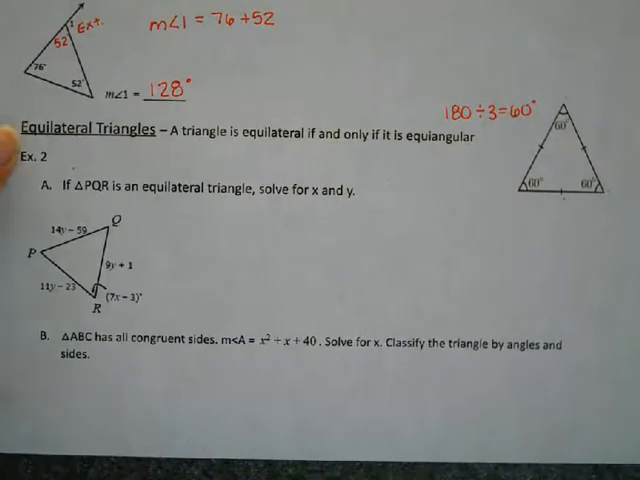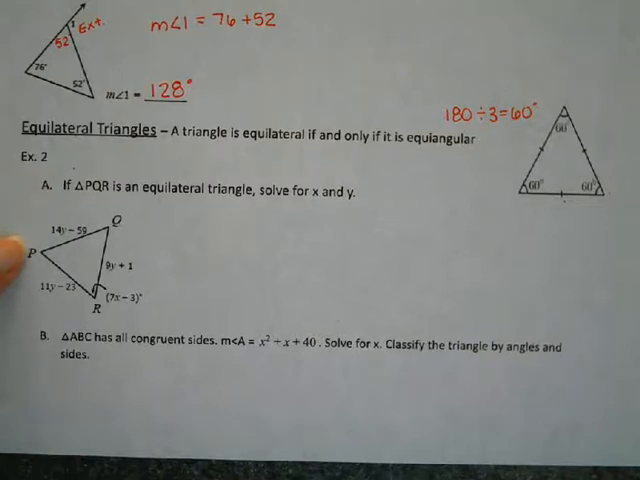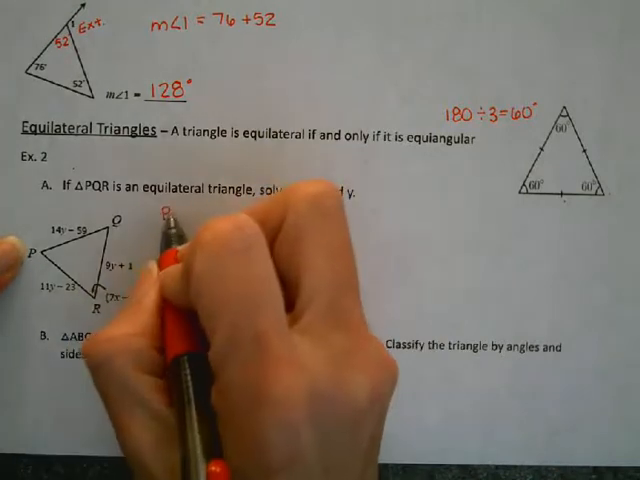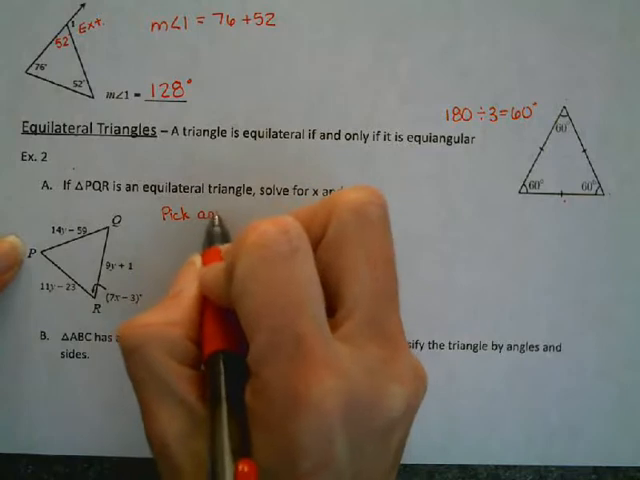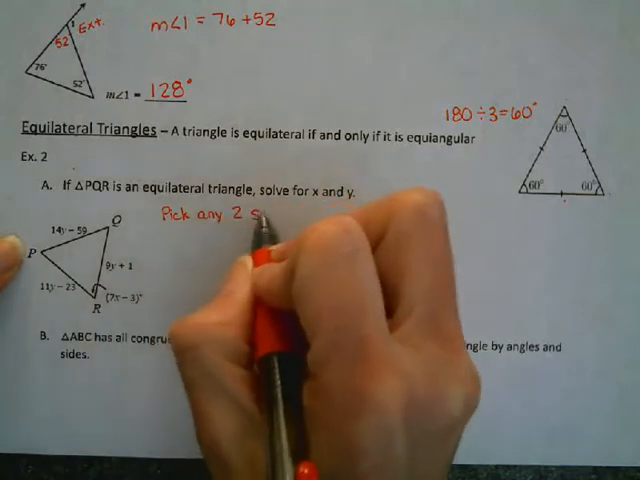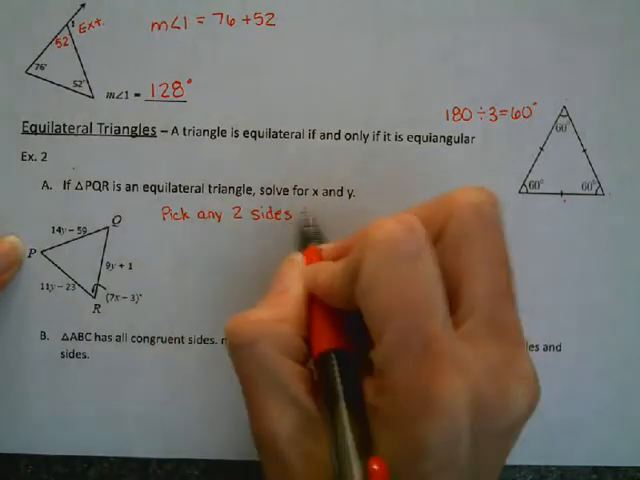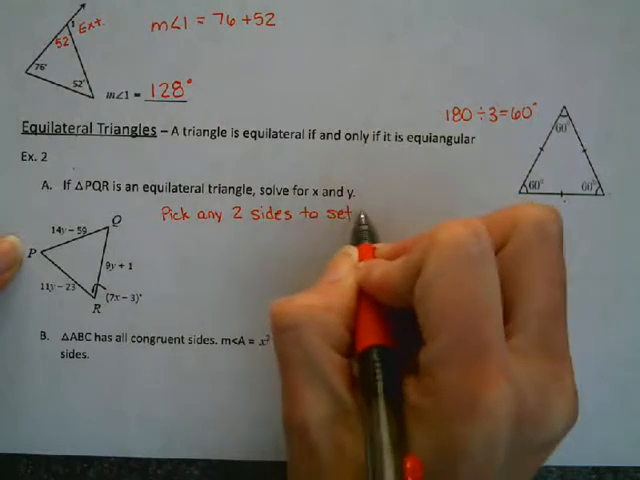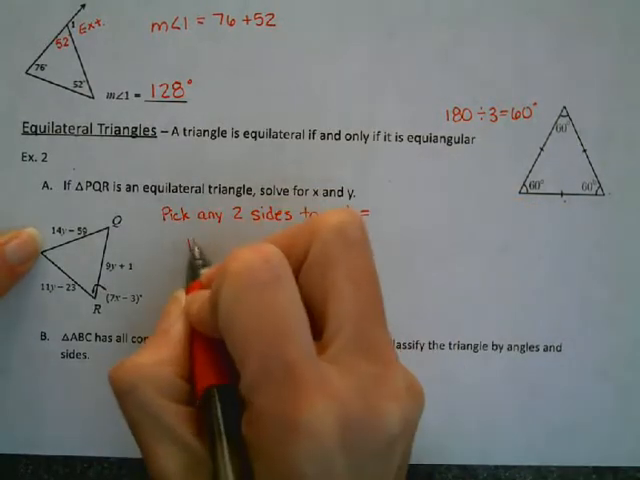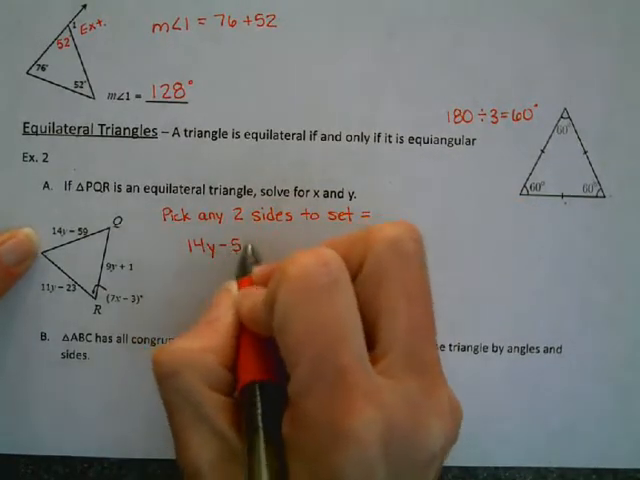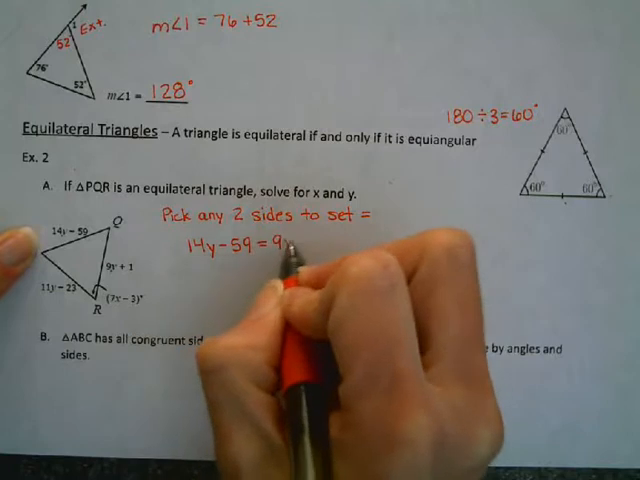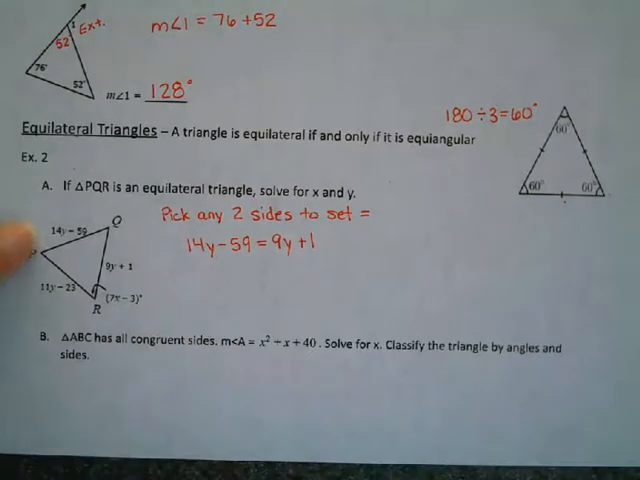So in this picture it says, if triangle PQR is equilateral, solve for x and y. So we know that equilateral means that all the sides are equal, so you can pick any two sides. Set equal. So let's say I pick 14y minus 59 equals 9y plus 1. Again, you can pick any two. I just happen to pick this one and this one.